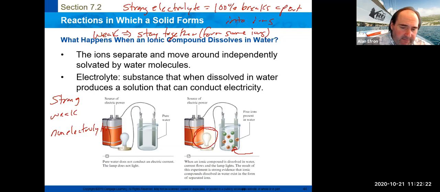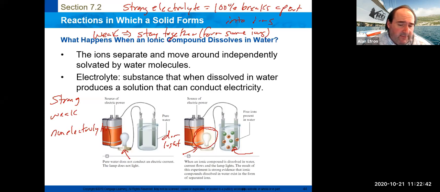And if you hook up the light bulb example, not really super bright, not off, but kind of in the middle, you get a dim light. The light bulb would go on a little bit because there are a little bit of ions floating around. So it's able to conduct electricity a little bit, but nowhere to the extent of a strong electrolyte.